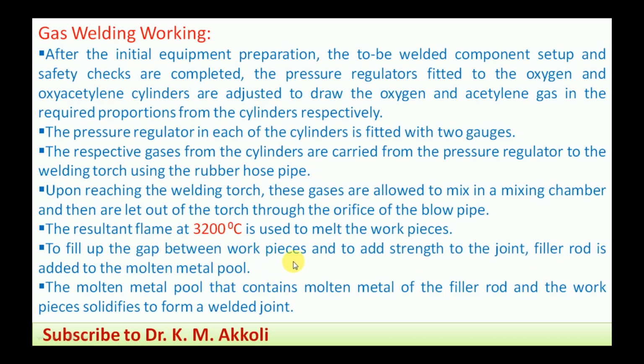Here the gap is there. Now to fill up that gap between the two pieces, and so that it will provide strength to the joint, the filler rod is added to that molten pool. The molten metal pool, which contains the molten metals of the filler rod and the workpieces, solidifies to form a welded joint. The base metal melted and also the filler rod molten metal, both get solidified to form a welded joint. This is about gas welding, how it is carried out.